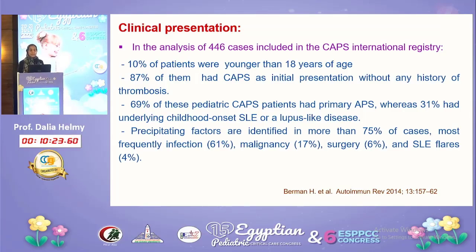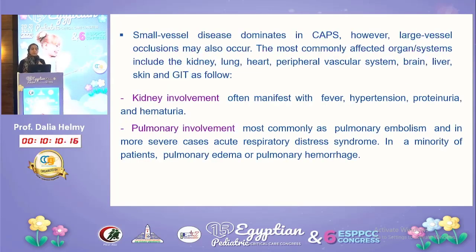69% of these pediatric CAPS patients had primary antiphospholipid antibody syndrome, whereas 31% had underlying childhood-onset SLE or lupus-like disease. The precipitating factor, as I said, was mainly infection. Small vessel disease dominates in CAPS. However, large vessel occlusion may also occur and is very common, and that characterizes CAPS from other causes of thrombotic storm.